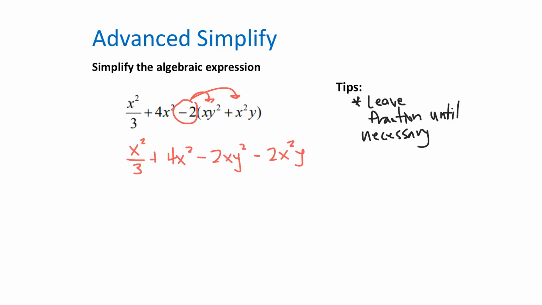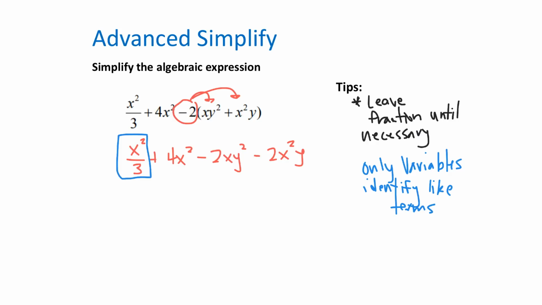Now I'm going to identify my like terms. And again, remember, it's only the variable that identifies like terms. So we only have to look at the variables. Don't even worry about the numbers. Don't even worry about the fraction. And so we have an x squared, and we have a 4x squared, and then we have an xy squared, and we have an x squared y, which I'm going to double underline because those are not the same. The x is only by itself, and then the y has a squared, but in the other one the x has the square, not the y. So those are not the same. So really the only two things that I have to focus on are this x squared over 3 and a 4x squared.